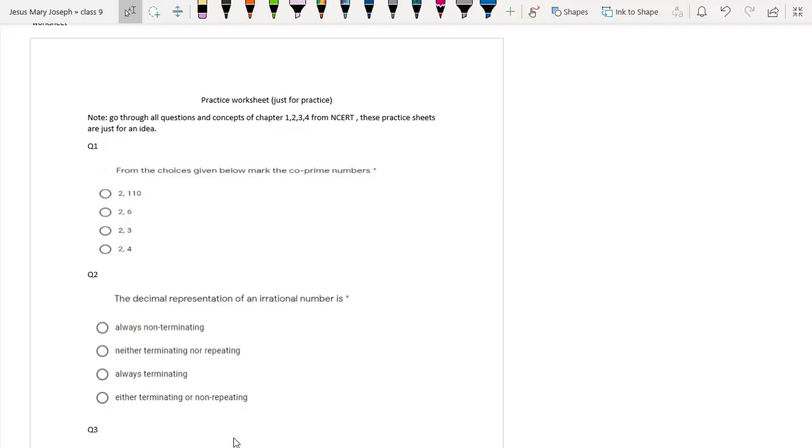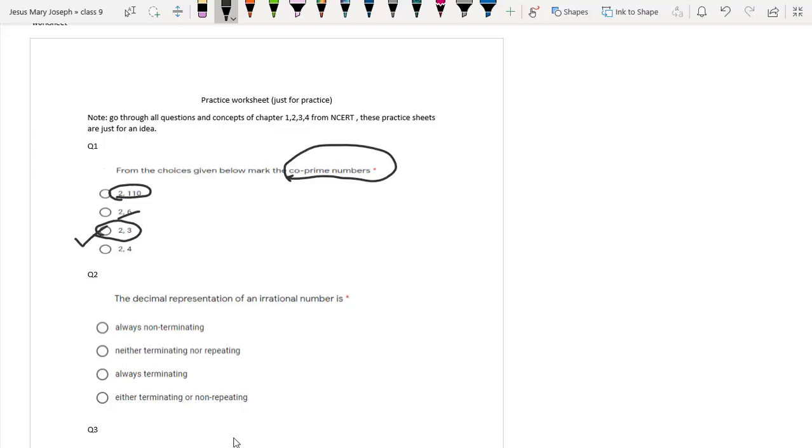This is just a simple discussion of the questions that I gave you for practice. Question 1 is: from the choices given below, mark the co-prime numbers. We all know what co-prime numbers are. Co-prime numbers are those numbers which have only one factor in common, that is 1. You can see in this case they have more than one factor in common, that is 2 also is a factor of these two, in this case also, but in 2, 3 there is only one factor, that is 1. So the third option is correct in this question.